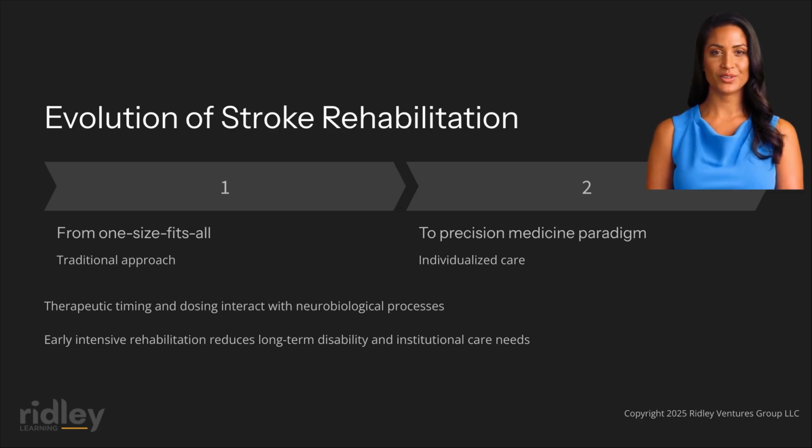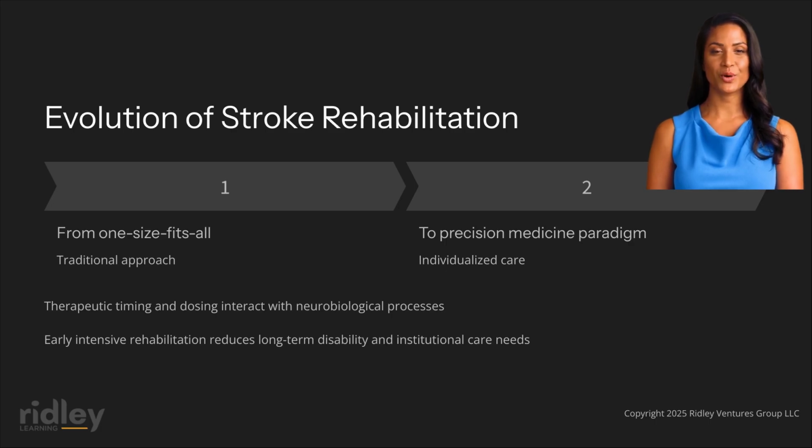The economic and healthcare system implications of phase-specific rehabilitation extend beyond individual patient outcomes to encompass broader questions of resource allocation, care coordination, and value-based healthcare delivery. Early investment in intensive subacute rehabilitation has been associated with reduced long-term disability, decreased need for institutional care, and improved productivity outcomes that generate substantial societal returns on rehabilitation expenditure.